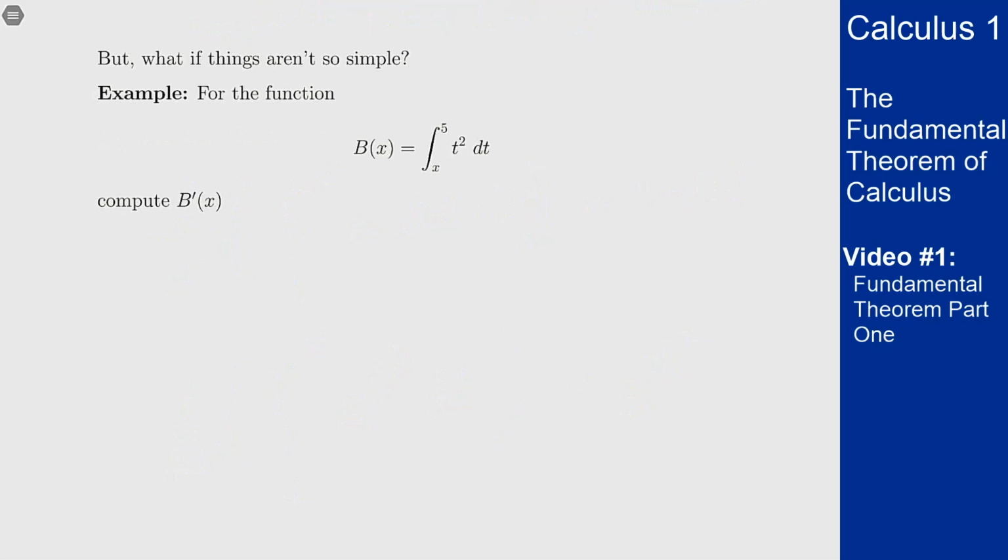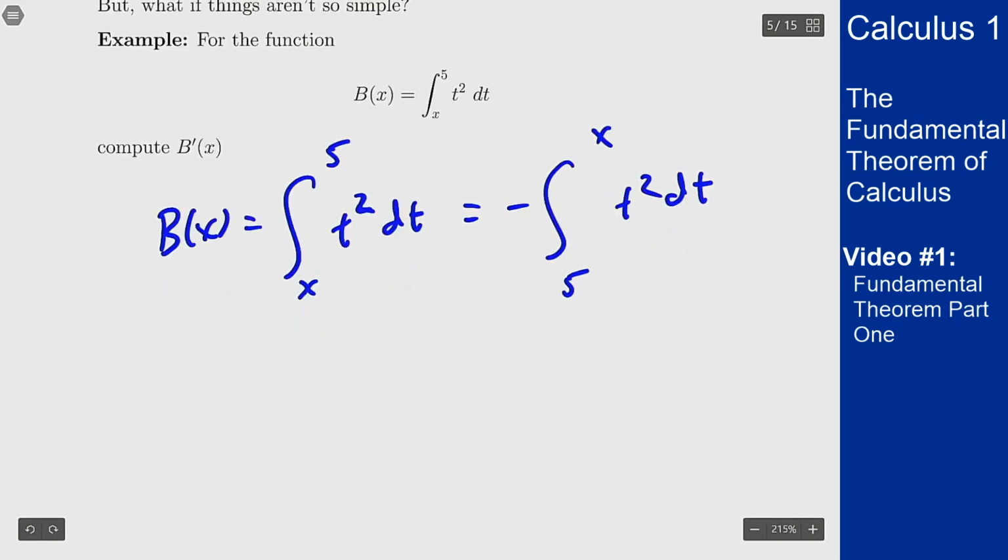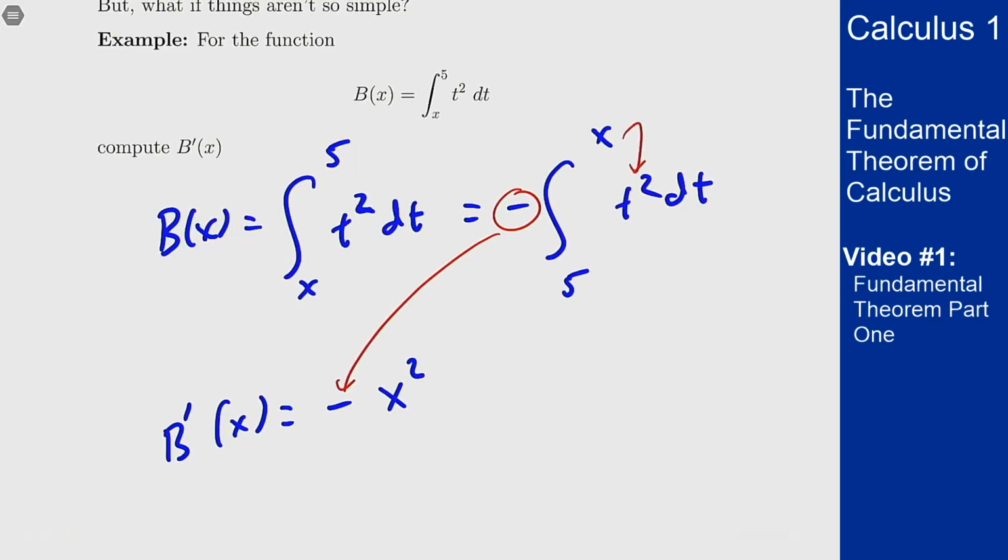What if it's not so simple? Well, in that case, you have to do a little manipulation to see what you can get before you actually solve this out. For this one, it's not too bad, because b of x is the integral from x up to 5 of t squared dt. I can switch the order of integration here, and I then get negative the integral from 5 up to x of t squared dt. This then means that b prime of x is just going to be negative x squared, because this minus sign is going to carry down, and this part will just be x squared. So if the x is on the bottom, you get a minus sign.